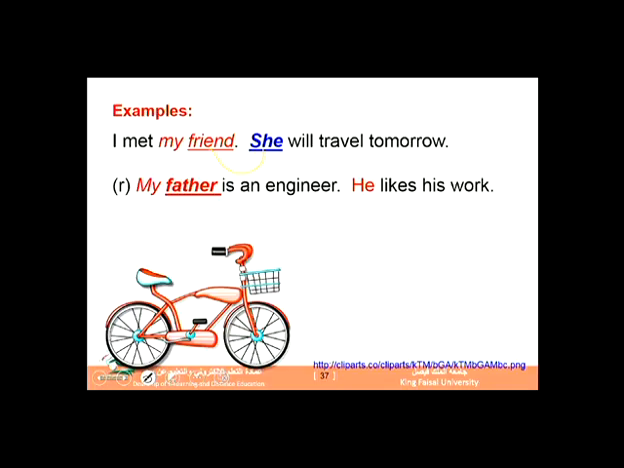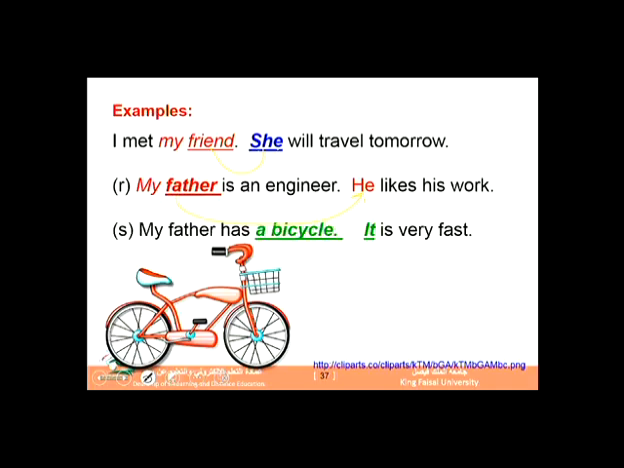My father is an engineer. Look, my father, he likes his work. Who likes his work? My father. He likes his work. The pronoun he has the meaning of father or my father because it refers back to father. The pronoun she means my friend. I met my friend. She will travel tomorrow. You can simply say, my friend will travel tomorrow. My father is an engineer. My father likes his work.